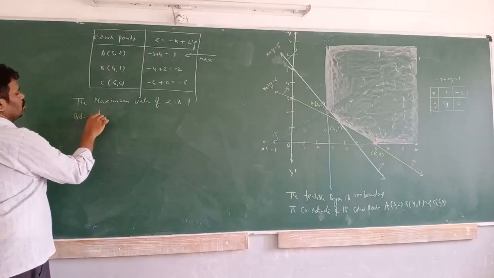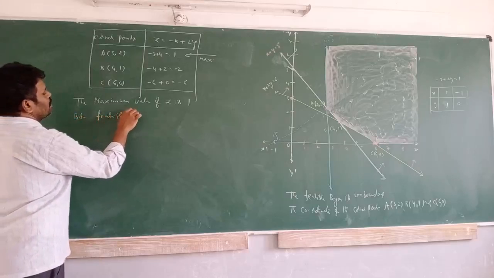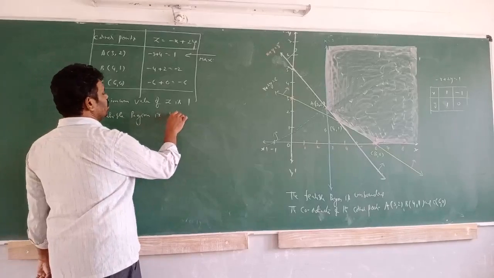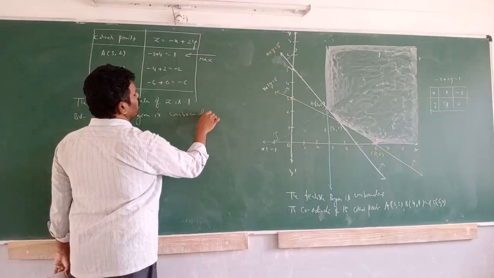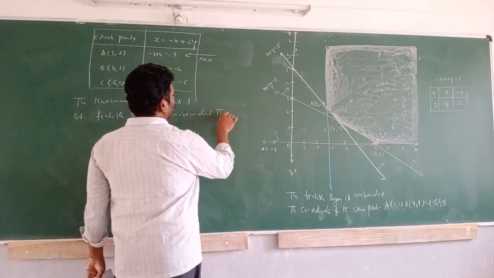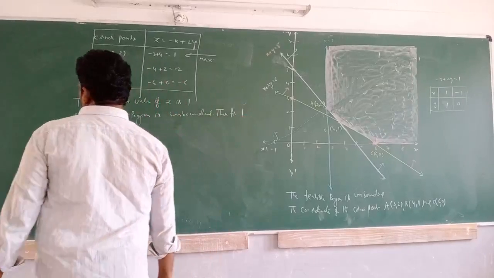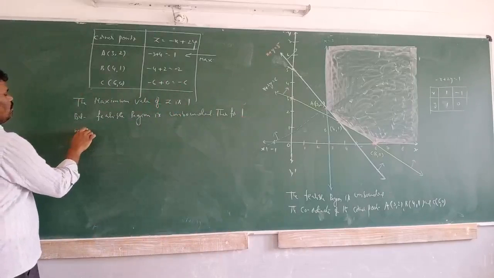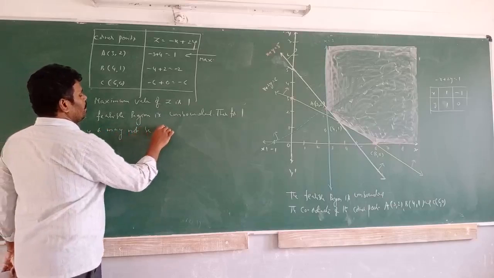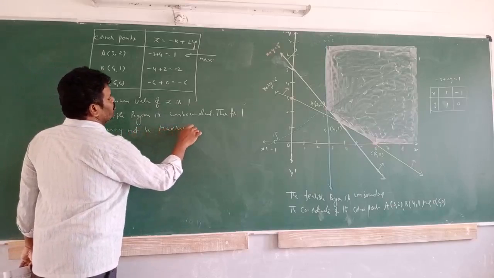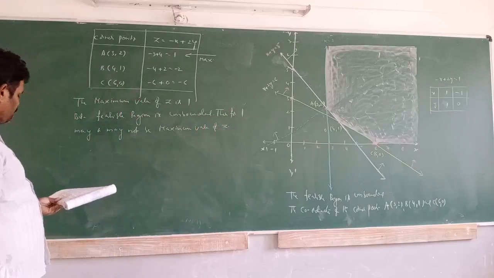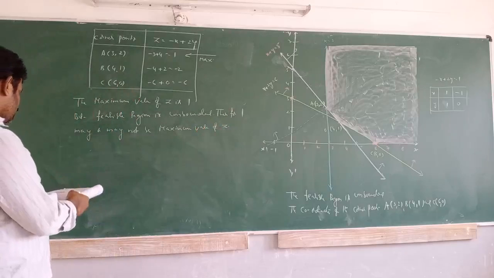But the feasible region is unbounded. Okay? The feasible region is unbounded. Therefore, 1 may or may not be the maximum value of z. May or may not be the maximum value of z. Okay?